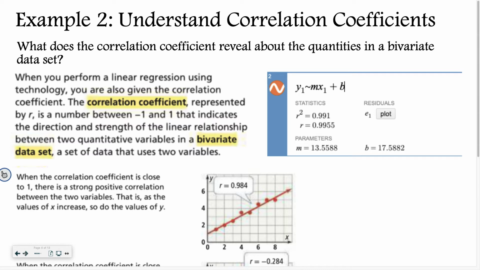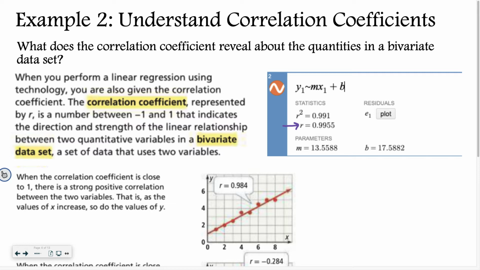So understand correlation coefficients. What does a correlation coefficient reveal about the quantities in a bivariate data set? You might be thinking, Ms. Johnson, you just said a lot of words that I have no idea what they mean, and that's okay. A correlation coefficient is another value that's represented on the graph, or the place that you put your XY table into. R represents your correlation coefficient. Again, that online tool is going to help you find it.